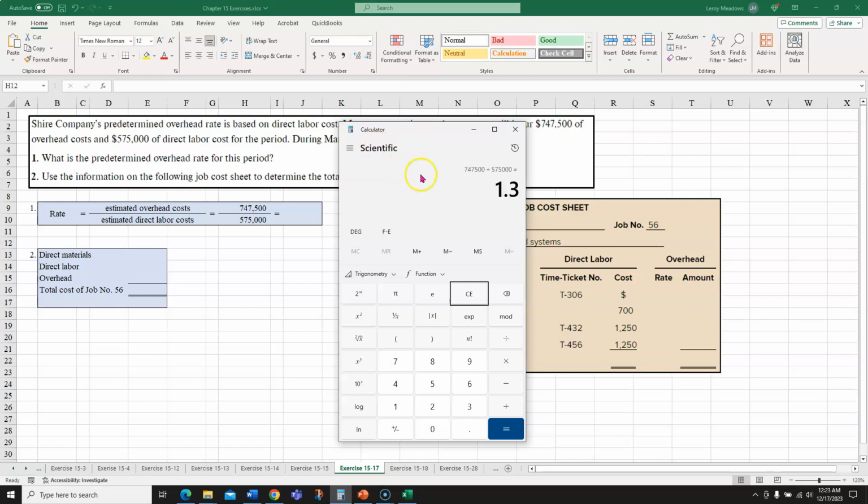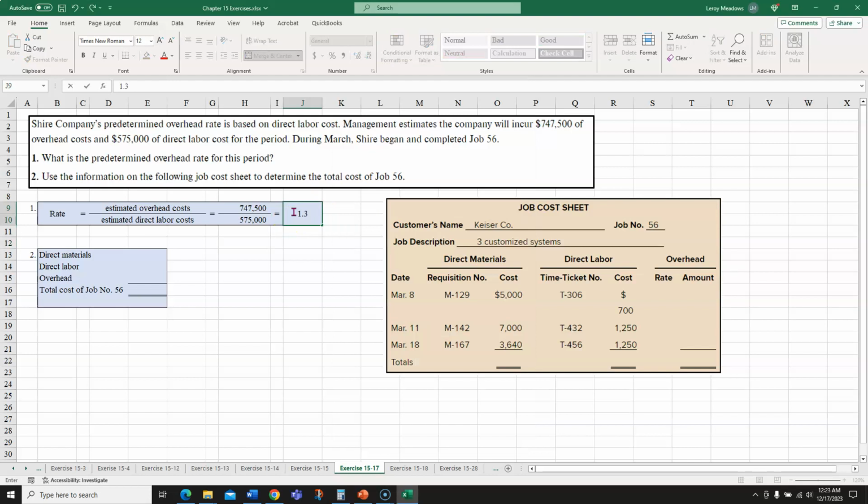So I divide that out, and I'm going to get 130%, or I can do 1.3, and I can just format that as a percent if I want to. So for every dollar of direct labor costs incurred, I'm going to have $1.30 of overhead applied. So now we're asked to solve for the total cost of Job number 56.